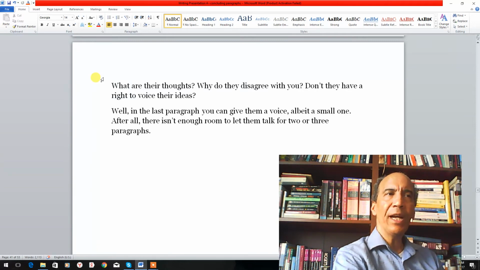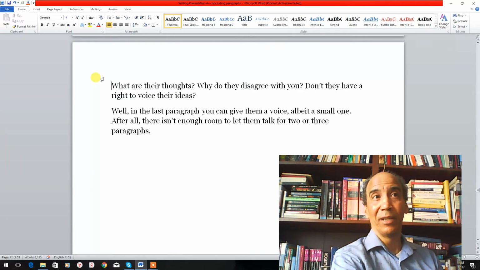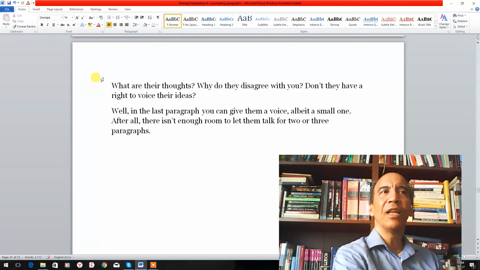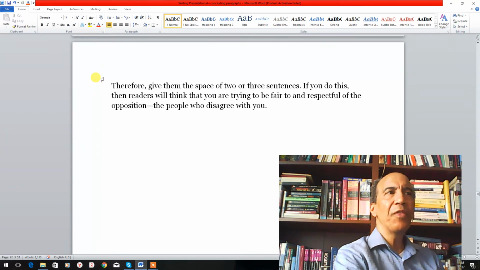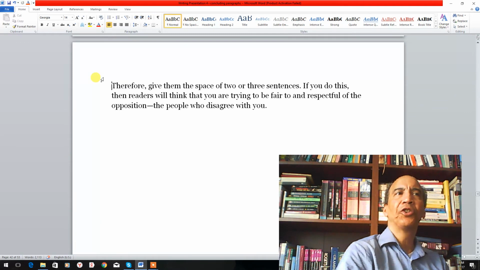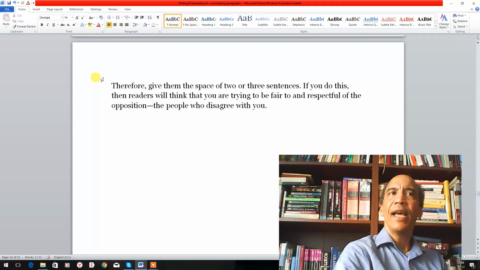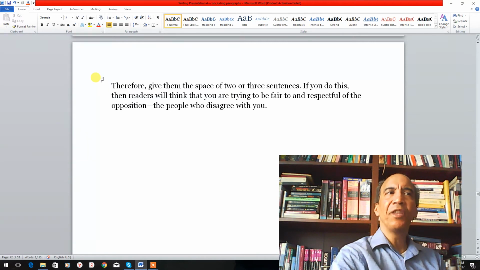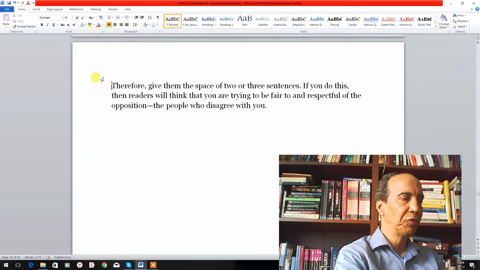Well, in the last paragraph, you can give them a voice, albeit a small one. After all, there really isn't enough room to let them talk for 2 or 3 paragraphs. The IELTS essay just really isn't designed to give people that opportunity. Therefore, give them the space of 2 or 3 sentences. If you do this, then readers will think that you are trying to be fair to and respectful of the opposition, the people who disagree with you.